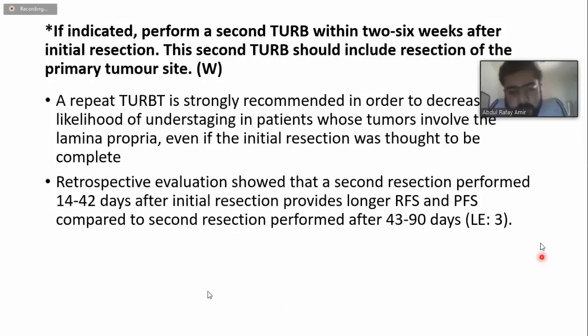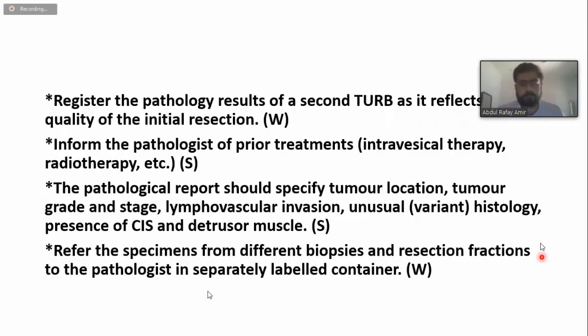Retrospective studies have shown that second resection done within 14 to 42 days has longer recurrence-free and progression-free survival rates as compared to when done between 40 to 90 days. About pathology reporting, register the pathology report of the second TURBT as it reflects the quality of the initial resection. Inform the pathologist of prior treatment. Pathological reports should specify tumor size, location, grade, lymphovascular invasion, unusual histology, and presence of CIS. Refer the specimens from different biopsies and resections to pathology in separate labeled containers.